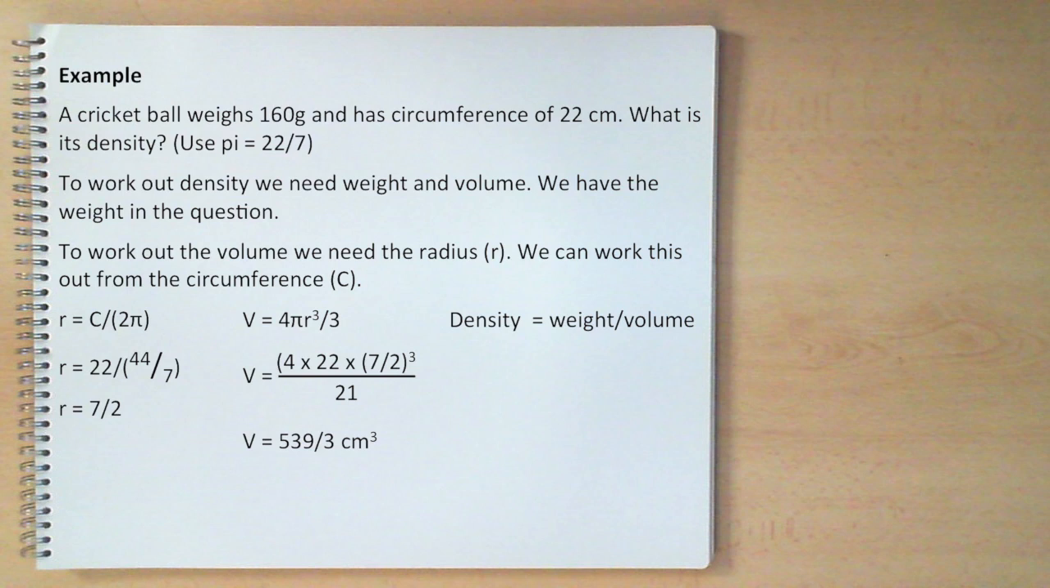So our weight is 160, our volume is 539 over 3. We're going to divide by that volume, so to divide by that fraction we turn it upside down and multiply. So we get a value for our density of 160 times 3 over 539, which is 480 divided by 539 grams per cubic centimetre. So that's a value of slightly less than 1 gram per cubic centimetre. So each small part of a cricket ball is actually quite light.